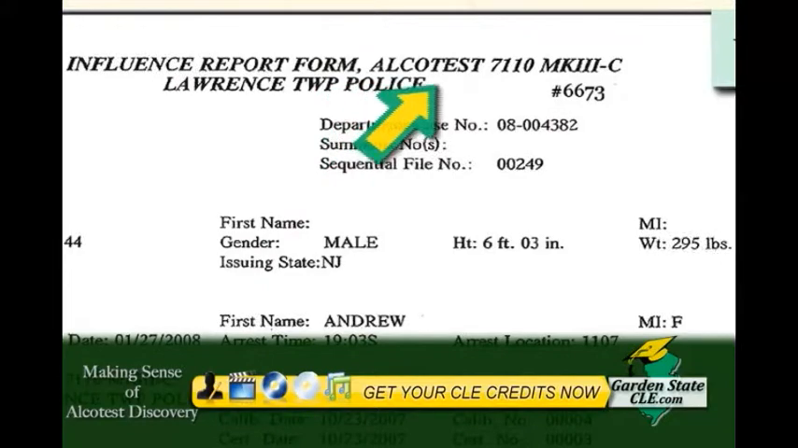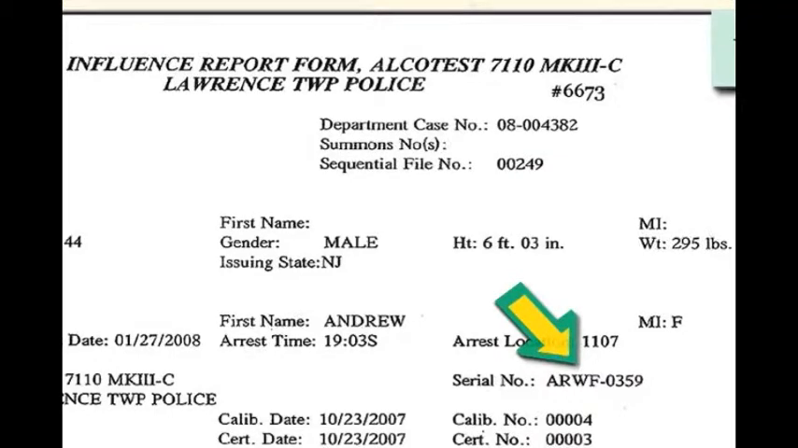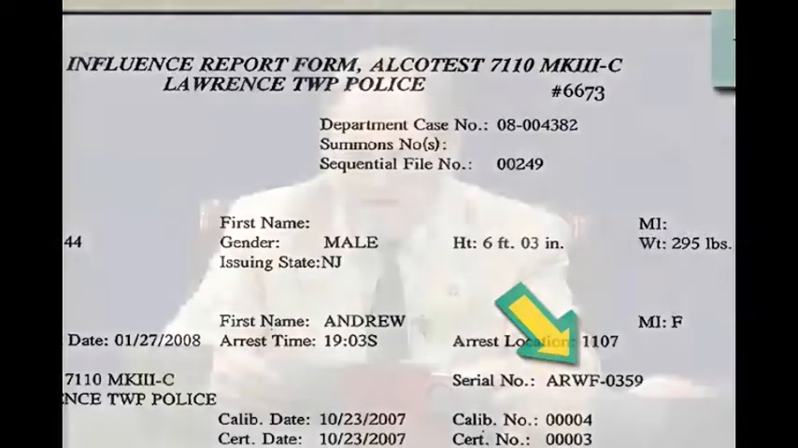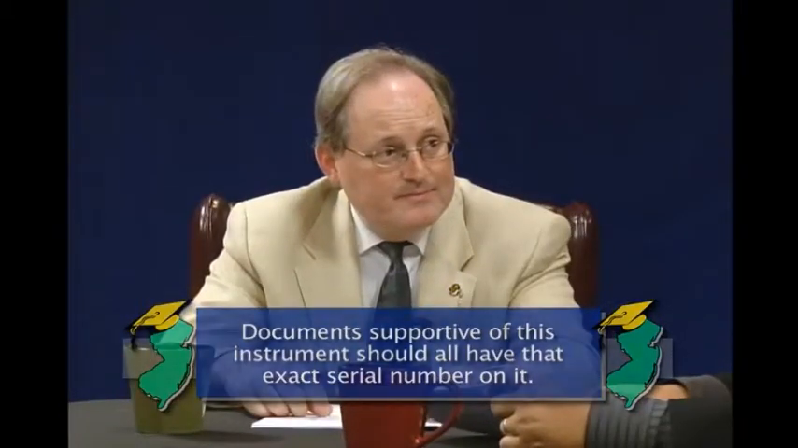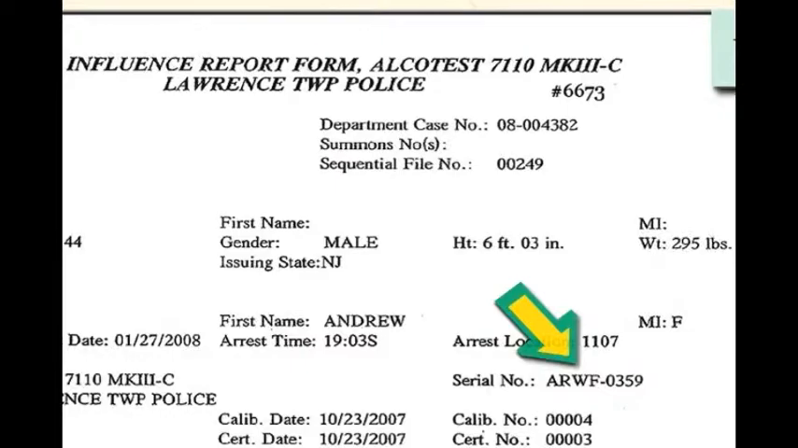Okay. Now the next thing, the instrument is Alcotest 7110 MK3C, and it talks about serial number. What does that mean? The serial number is the unique identifying number. It's generally coded to date of manufacture. That's assigned to a particular device, and you're going to see this serial number on all of the paperwork that is generated by the Alcotest device, regardless of what function it's performing. So documents that would be supportive of this instrument should all have that number to prove that it relates back to this particular instrument. That's correct. That's what's going to tie it all together. So as we go through these, we should keep an eye for ARWF-0359. That's the name of this machine, so to speak.